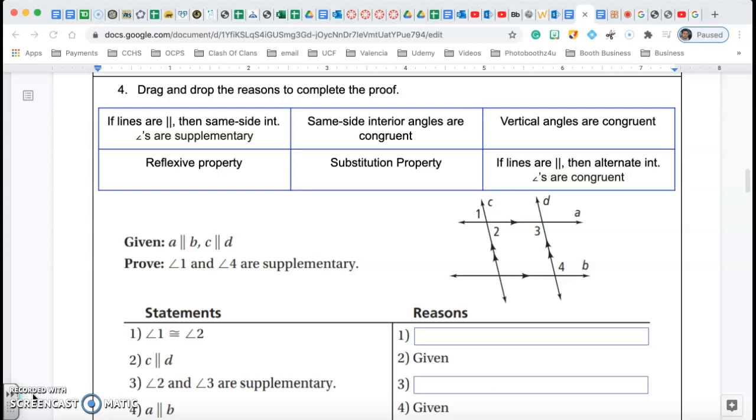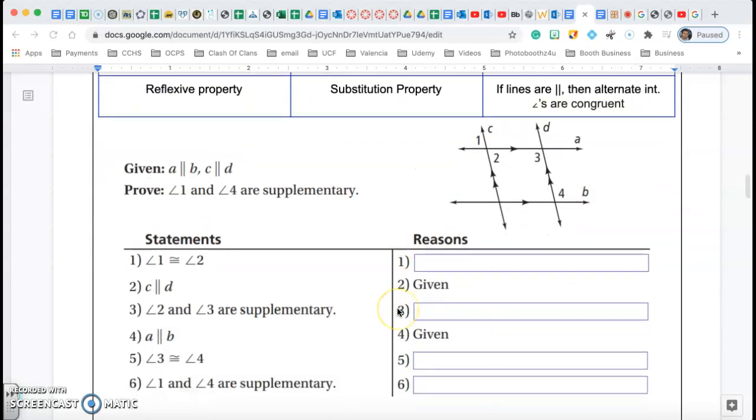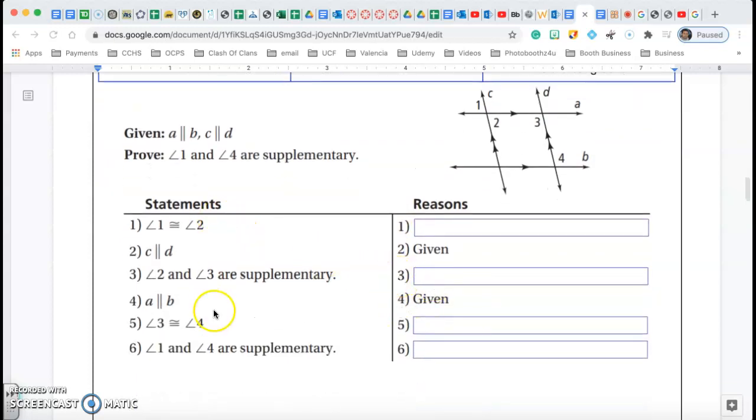Problem number 4, drag and drop the reasons to complete the proof. So we're completing the reasons in the proof. Here at the top we have a word bank, some of the choices that I can use on the bottom, and I have my statements on the left and my reasons on the right. I have to complete those 4 blanks on my proof.